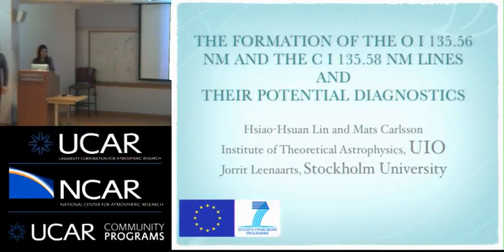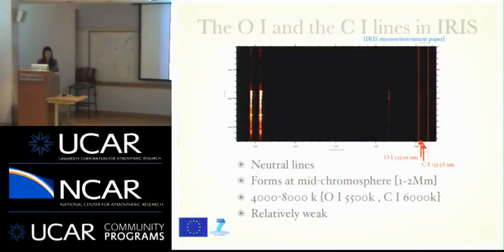The formation of the oxygen I 1355 line and clinical diagnostics. What looks like the deep atmosphere. So I'm going to report another piece of IRIS diagnostics for the neutral oxygen and neutral carbon lines here. They are actually sitting in the same passband as the carbon 1335 angstrom lines. And you can obviously see they are relatively weak lines. However, we already saw some very interesting applications in Mats's talk. And as we go along, we could really see they can provide some very useful diagnostics in the mid-chromosphere.